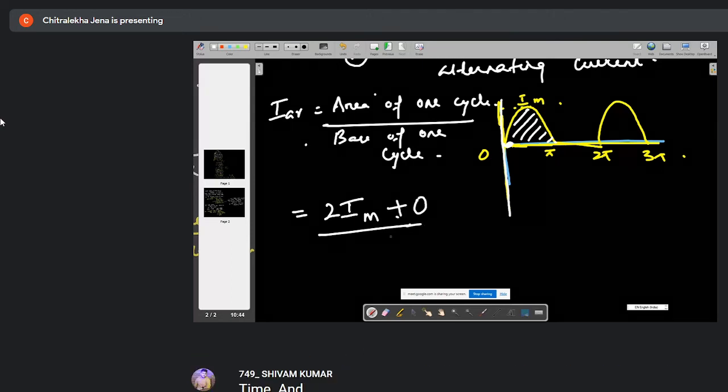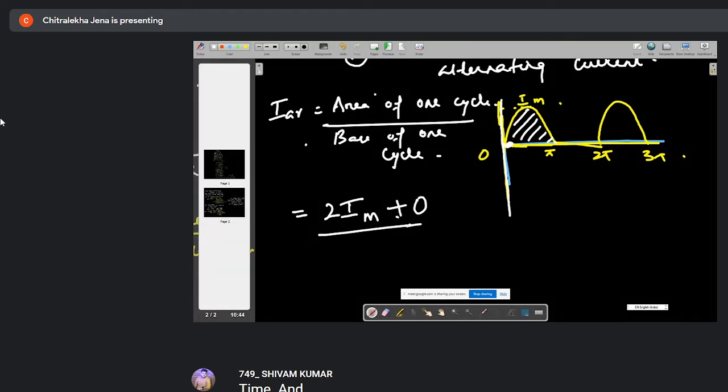How did full cycle become pi? You will get a beating. Full cycle is not pi. It is 2 pi. So this is equal to how much? 2 Im is the area, divided by full cycle 2 pi. So this will be equal to Im upon pi. This is your average value.